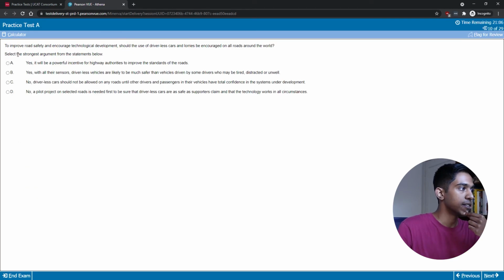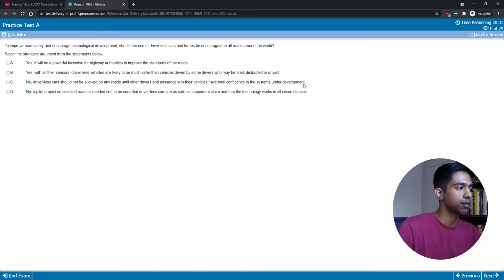To improve road safety and encourage technological development, should the use of driverless cars and lorries be encouraged on all roads in the world? So we want something that addresses road safety, technological development, and then on the road. Okay. Yes, it will be a powerful incentive for highway authorities to improve the standard of the roads. Nothing about technological development, so not this one. Yes, with all their sensors, blah, blah, blah. Much safer than vehicles. So again, nothing about technological development.